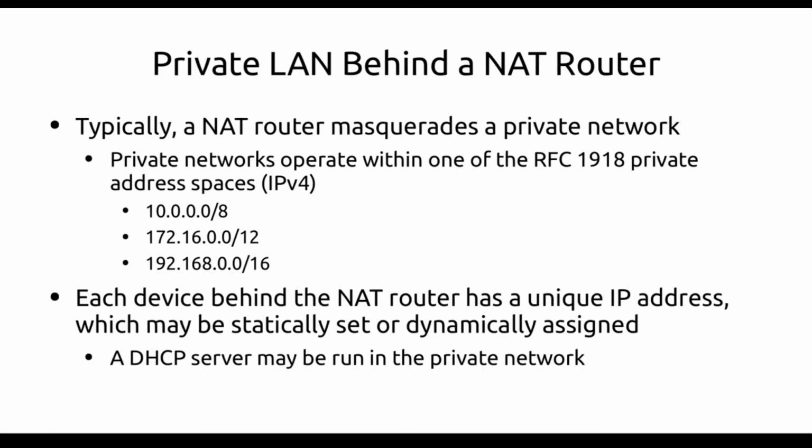Now, as I mentioned, behind a NAT router, we normally, not always, but 99.9999999% of the time, are going to have a private LAN. And typically, the NAT router is going to masquerade this entire private LAN. So that means it's going to operate in one of the private address spaces for IPv4, which is 10.0.0.0/8, 172.16.0.0/12, and 192.168.0.0/16. So every single device behind the NAT router has to have a unique IP address.